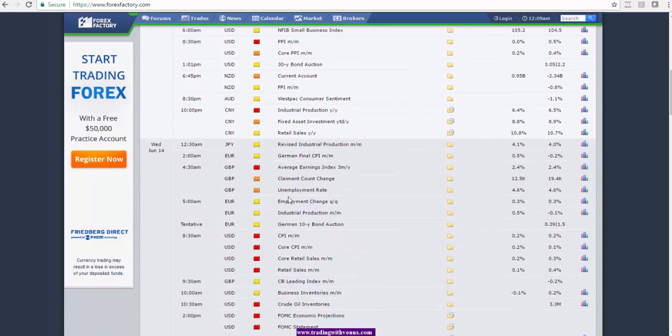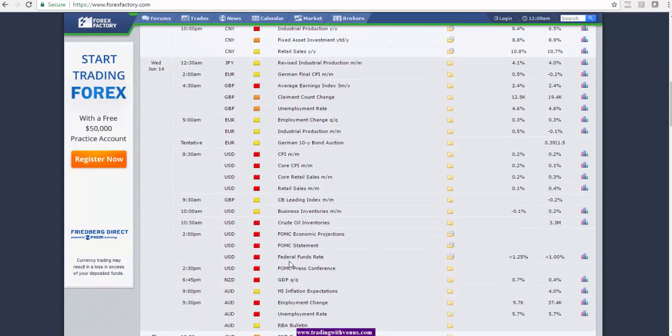Going into Wednesday here, we have average earnings index for the British pound. We have CPI and core CPI numbers, which are again the inflation numbers, which are very important numbers that the Fed tracks for the US here, as well as the retail sales numbers. And then in the afternoon here, we have FOMC economic projections, FOMC statement, and federal funds rate. So this is the interest rate, and we are looking for an interest rate hike of 25 basis points here.